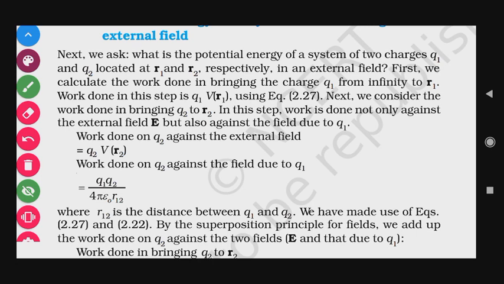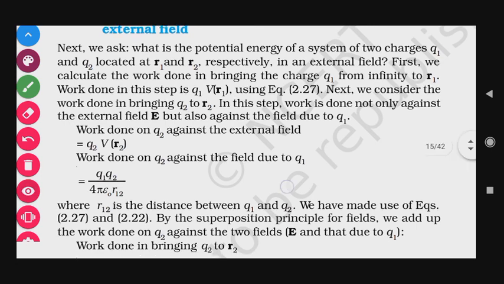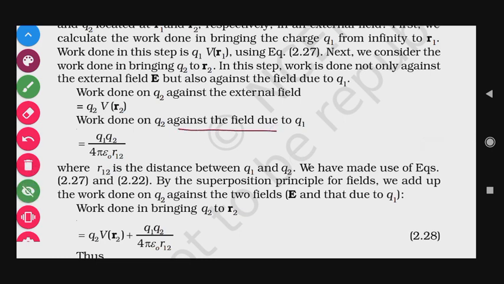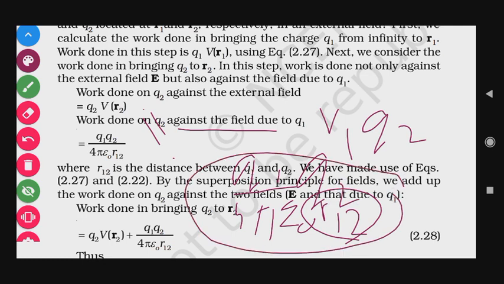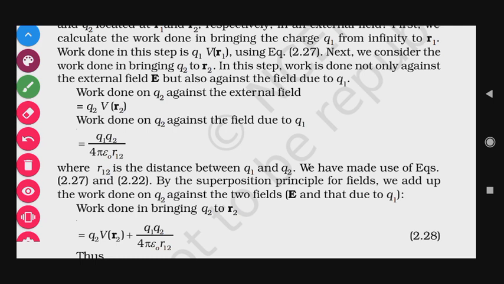Now we also have to do work against the first charge. The work done on q2 against the field due to q1, as we have seen in the previous videos, is simply the potential due to the first charge at that point multiplied by the magnitude of the second charge. So the potential due to q1 is q1 by 4 pi epsilon naught r12, where r12 is the distance between the two points r1 and r2. Multiply this with the second charge's magnitude and we get the external work I have to do against the electric field of the first charge to bring q2 to the r2 position.